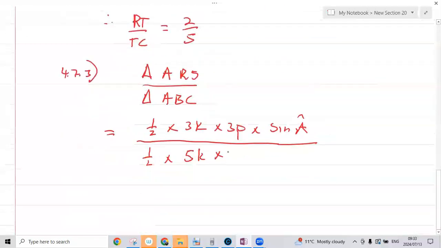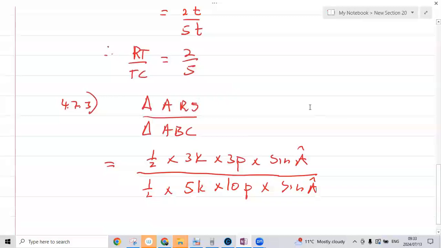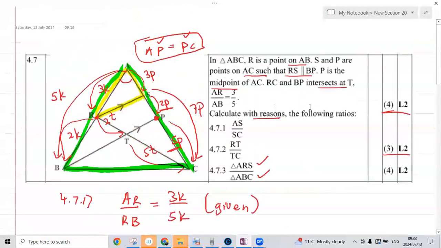So that's 10P times sine A. Remember, the area rule for non-right angle triangles is half times your two sides and your included angle. So half AB times sine A, or half BC times sine A, according to our area rule for non-right angle triangles. Now, learners, we've substituted once again. Go back and check there.